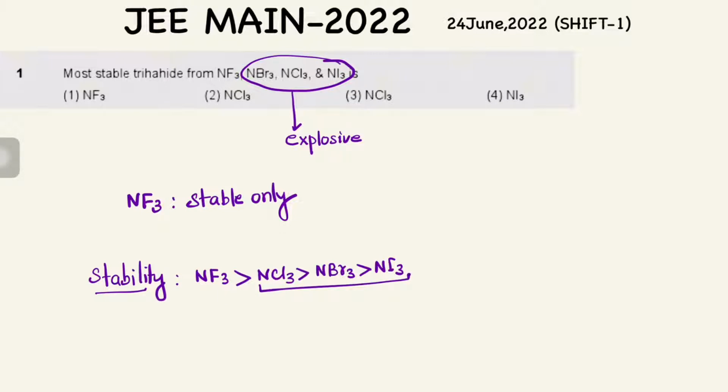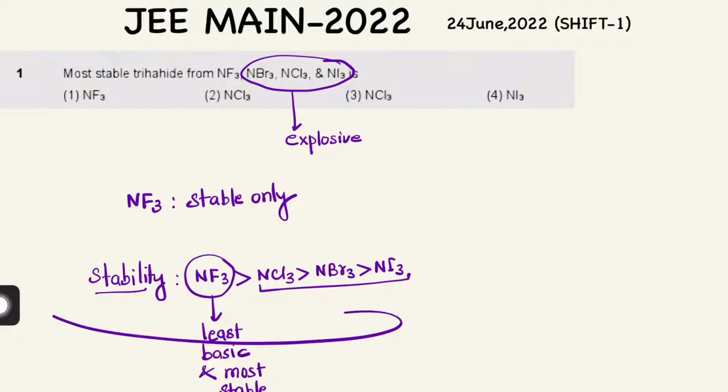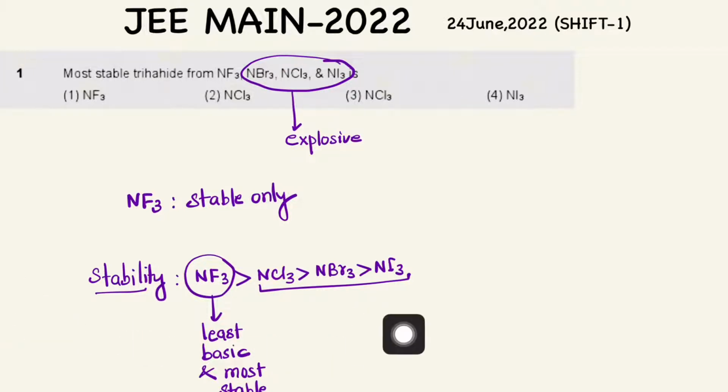Out of these, the most explosive is NI3. And the least basic is NF3. This is least basic and most stable. And this NI3 is most explosive. So the correct answer for the first one is NF3.